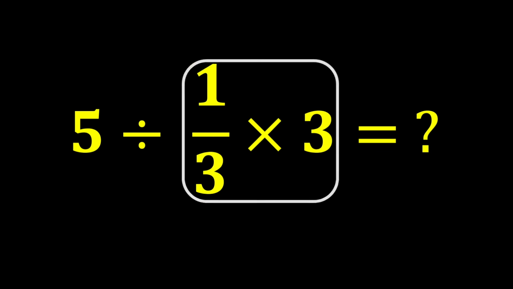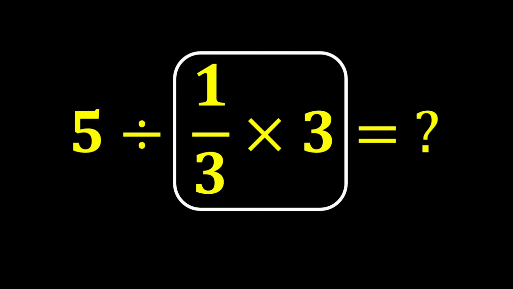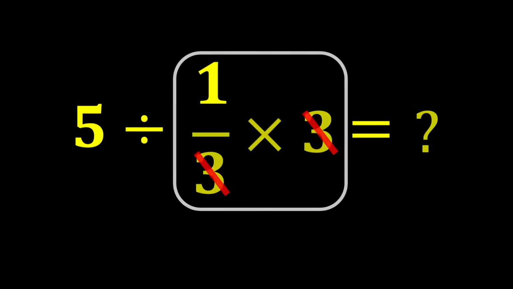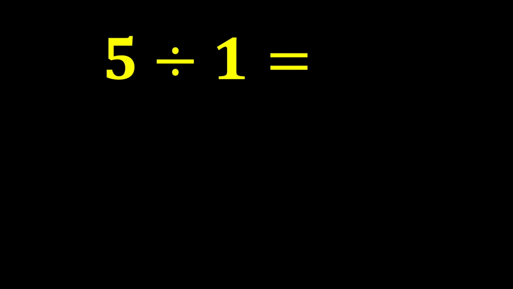First, we perform this multiplication, 1 over 3 times 3. This 3 and this 3 cancel each other out, and only 1 remains. In the end, 5 divided by 1 gives us 5.